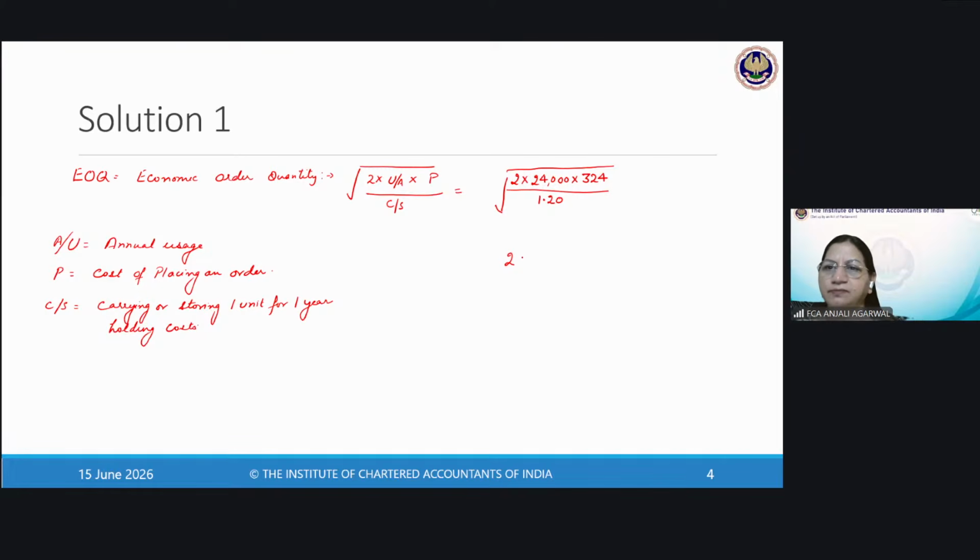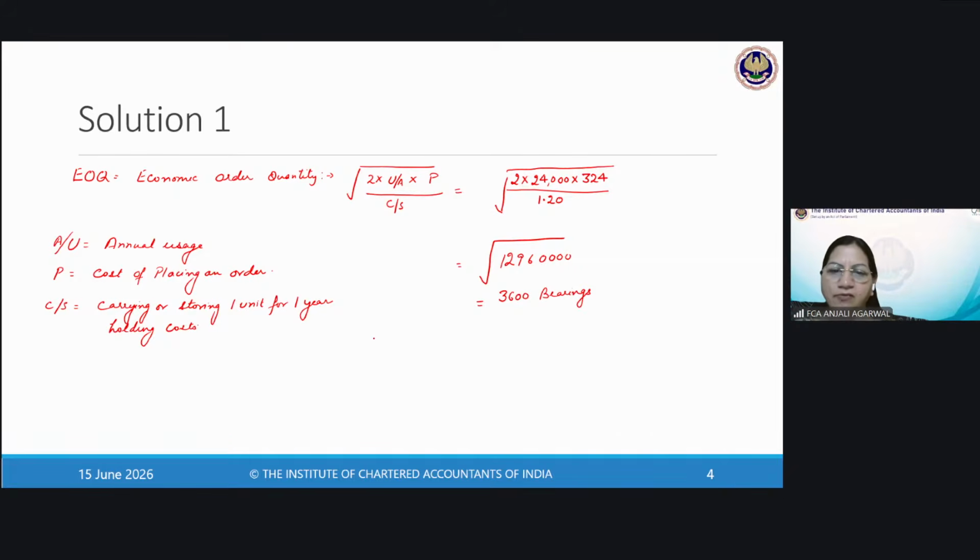So this will become 2 into, you can all use your calculator simultaneously. Under root 1296, and this is equal to 3,600 bearings should be ordered at a time.